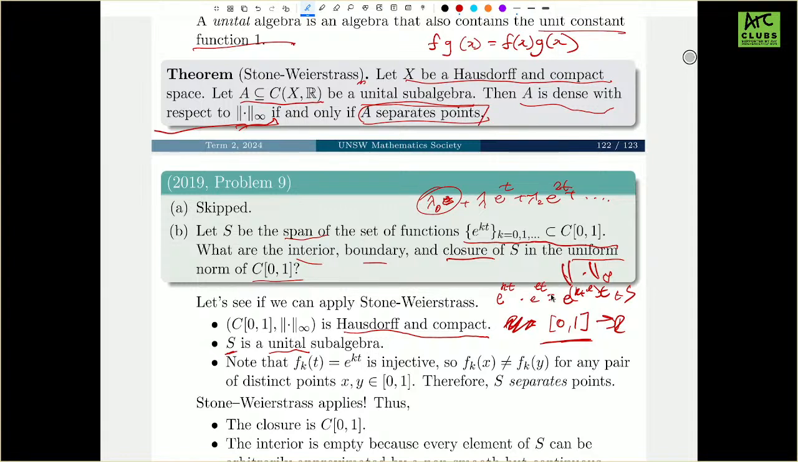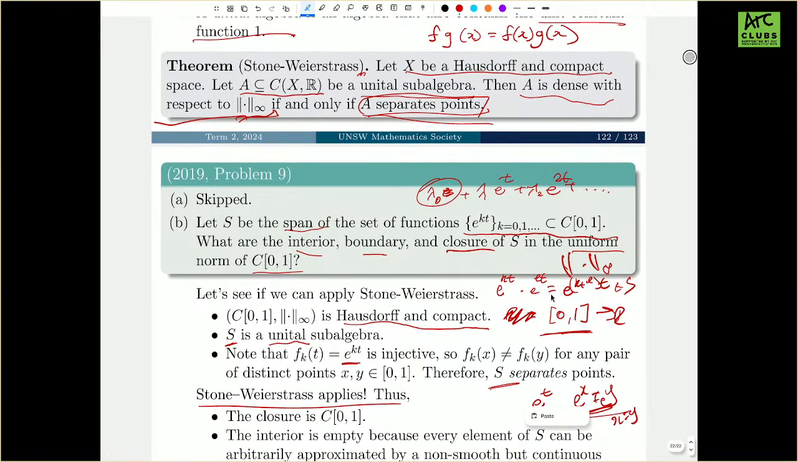Next we show that this separates points. It's pretty simple. We can just take e to the t, which suffices, and take any two points in 0, 1. Because e to the t is injective, e to the x is not the same as e to the y when x and y are different. Otherwise, we could apply ln and get x equals y. So S clearly separates points, and Stone-Weierstrass applies.